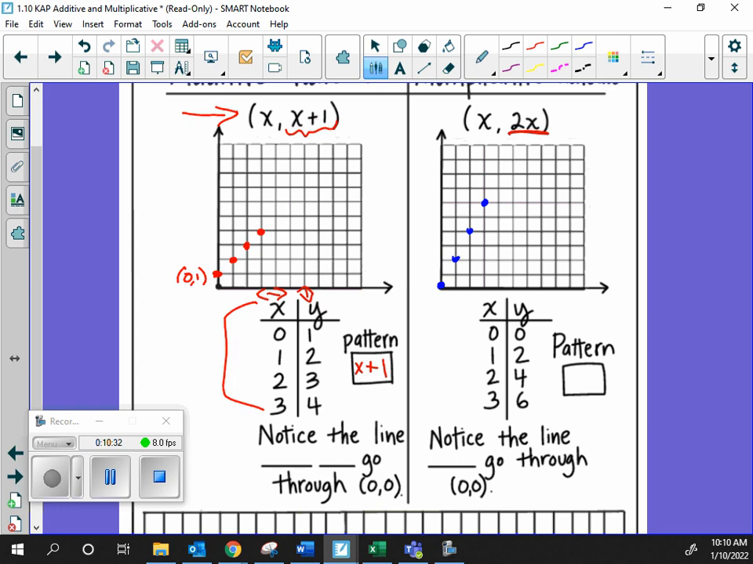Okay, once y'all get those graphed, we're doing 2 times x. I want y'all to talk about, what do y'all notice about these graphs? What do you see as similar about both of them? What do you see as different? I want y'all to turn and talk to your table mates, right? So go.